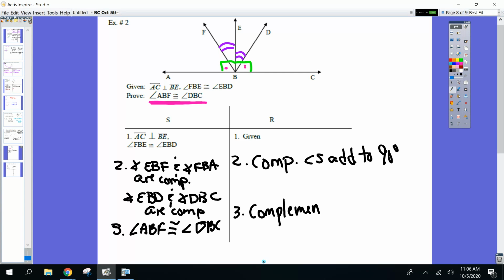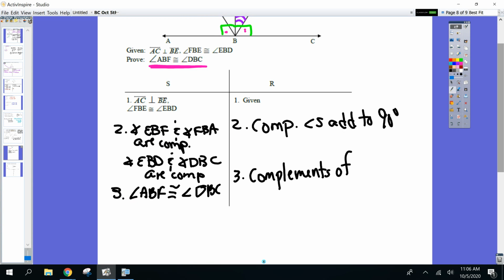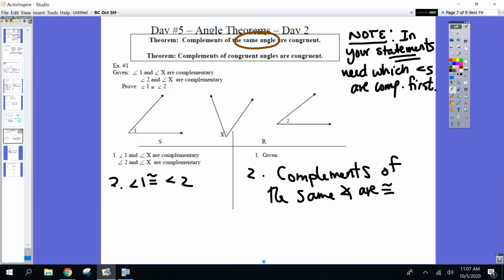Complements of what were they complements of? The same angle or congruent angles? Congruent. Complements of congruent angles are congruent. That's what you guys need to do tonight on your homework. I'm not done yet. You need to take a look at the angles you're trying to prove congruent and say, are they complementary to the same angle like they were in problem 1, or are they complementary to 2 congruent angles? That'll make the decision easier on which one to use.